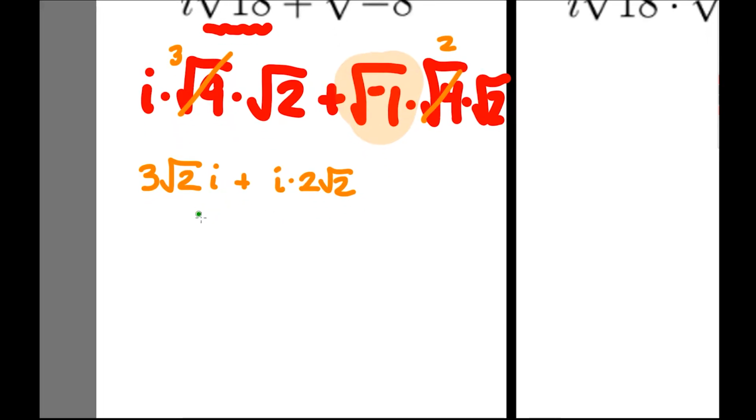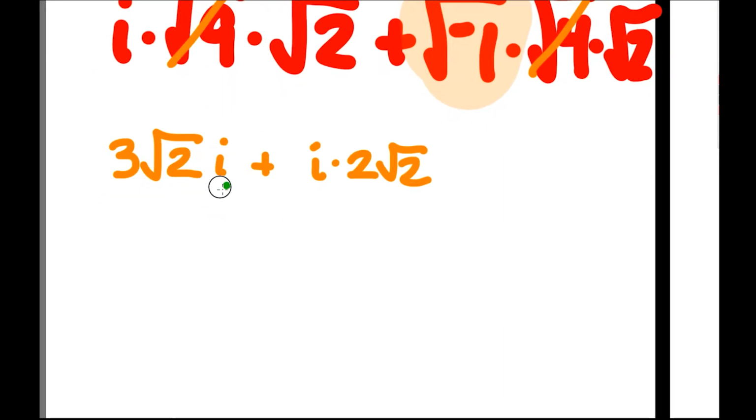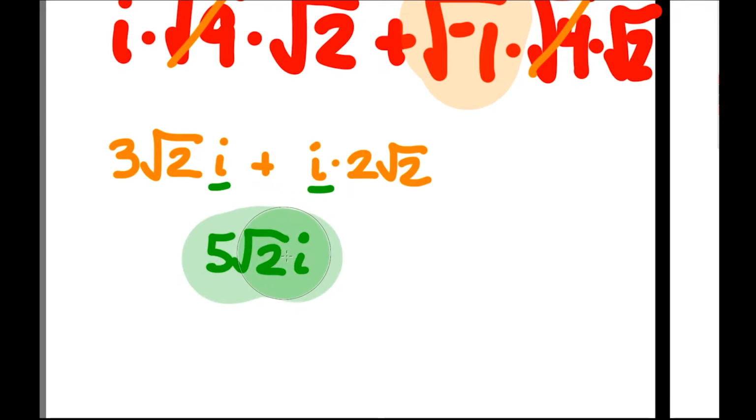Okay, and the last step would be, because both of these terms have an i factor, you can combine like terms here. So it's 3 root 2 i plus 2 root 2 i. So that would just be 5 root 2 i. Highlight that real quick.